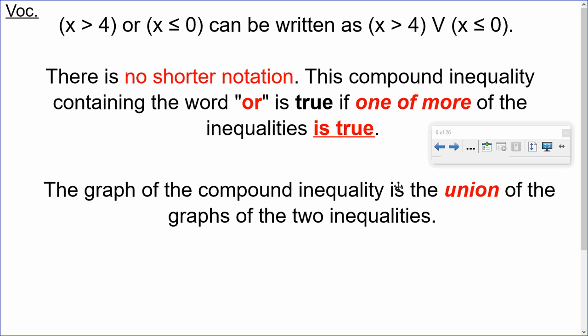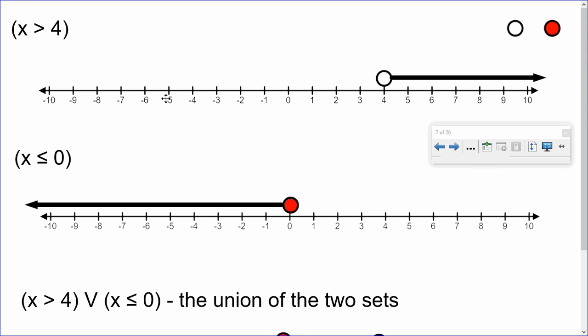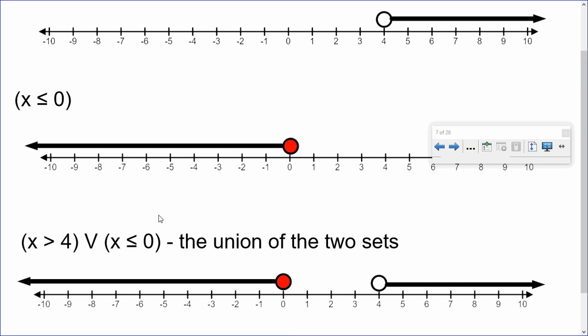So the graph of the compound inequality is the union of the graphs of the two inequalities. So we're looking where there's a union. So x greater than 4, so we're looking for that graph. So that was our first part of the inequality. So we open circle going towards positive infinity, and x less than or equal to 0. So we color in the circle because we're including 0, and that's going towards negative infinity.